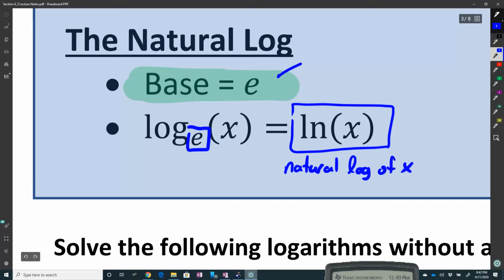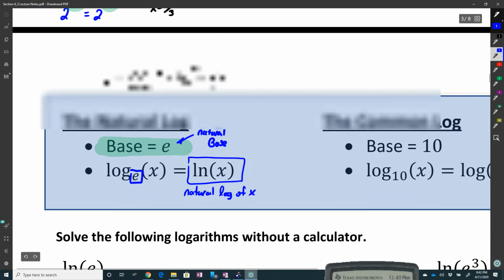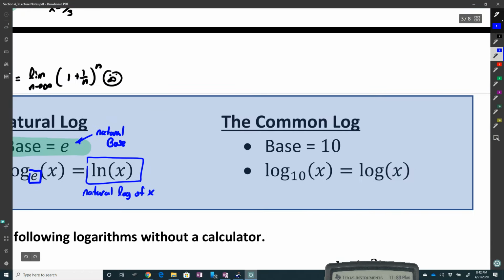Okay? Base e is what's called the natural base. All right? So log base e is written as ln of x. That's an L, by the way, not an I. The common base: our whole number system is based off base 10. We have 10 fingers, 10 toes. And so whenever we're trying to do log base 10, we write log of x.